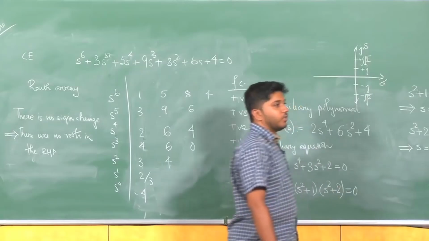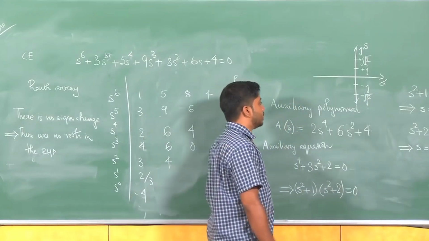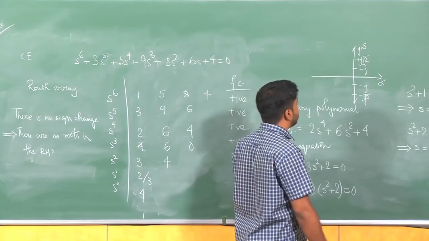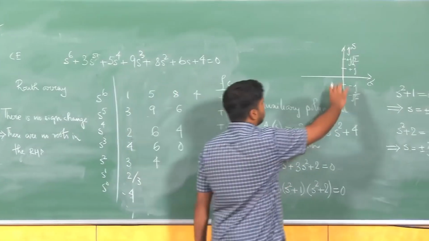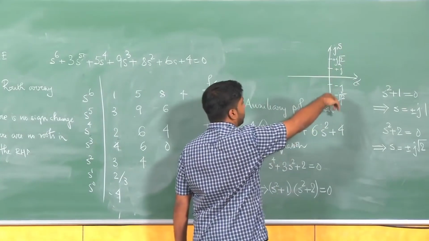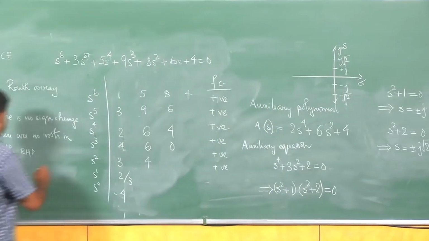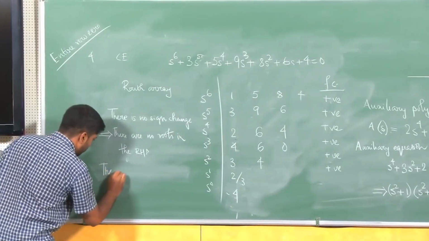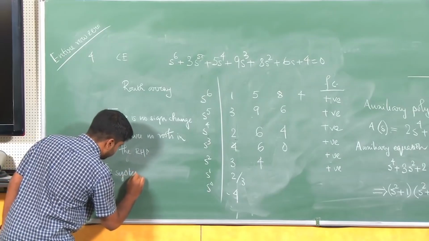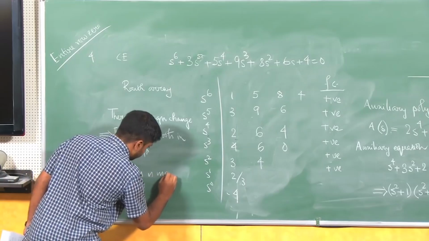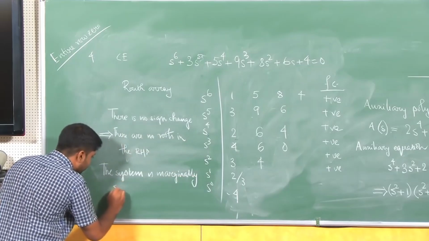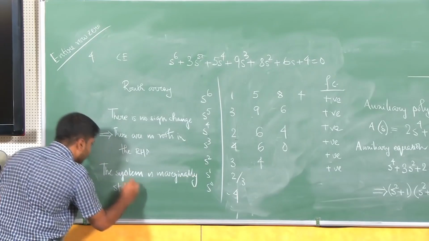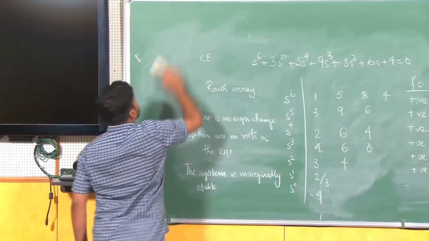What we learnt in the first lecture of module 4 is that if there are non repeated roots on the imaginary axis, then the system will be marginally stable. So, here we find that there are 4 roots on the imaginary axis, but none are repeated. So, the system is marginally stable. Okay. So, done.